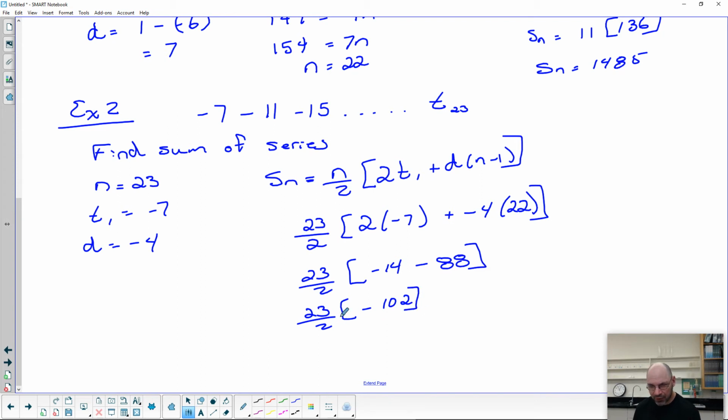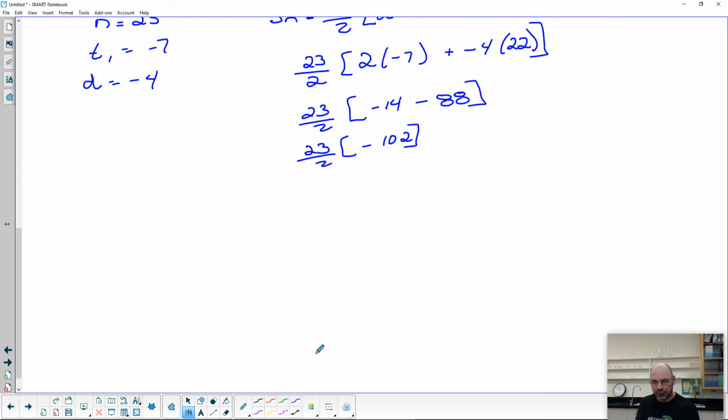So that would be 23 times half of negative 102, 23 times negative 51. So that's negative 1,173 for our final answer of the sum. Okay, so there's a couple examples of doing a sum of an arithmetic series, using Gauss's model and his first and the second equation, which he re-derived.